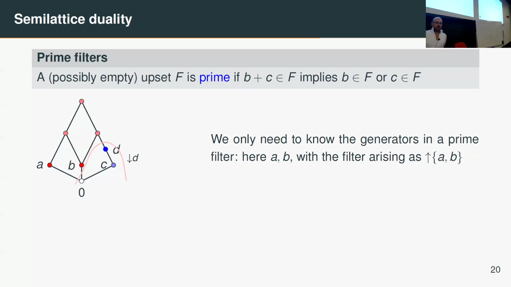But conveniently, we only need to know which generators are in these prime filters. So our generators for this semilattice were A, B, C, and D. So if I look at this prime filter that was the complement of the downset of D, I only really needed to know that it contained the elements A and B of the original generators. And then it's everything that can be written with an A or a B involved. If you have a sum in this semilattice that can be written with an A or a B, it's in this prime filter because it's above A or B. And it's a filter, so it's closed under going up.